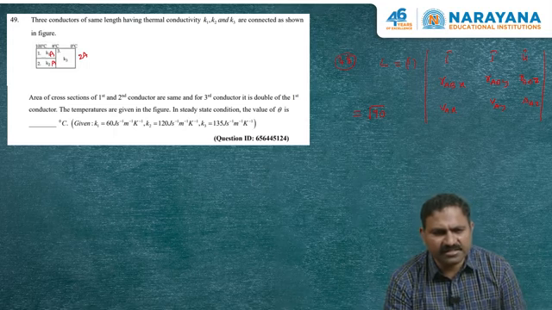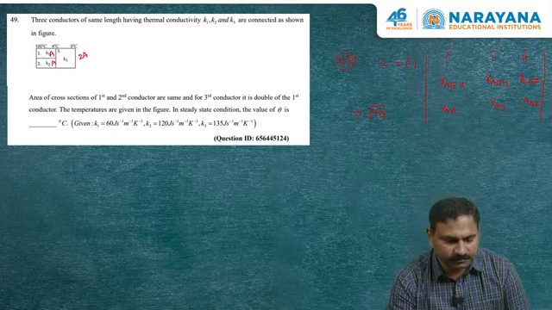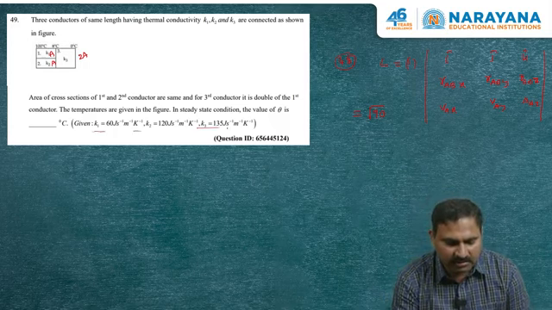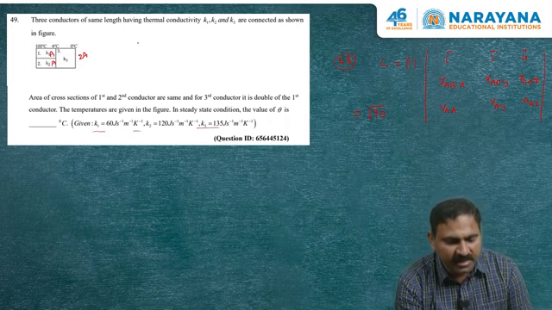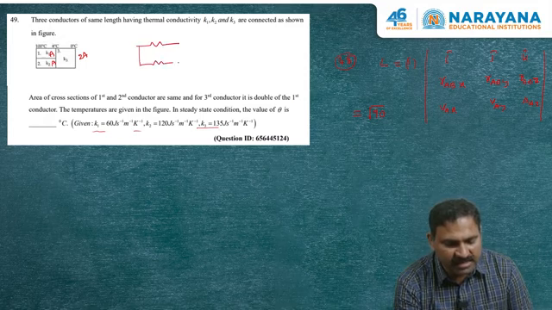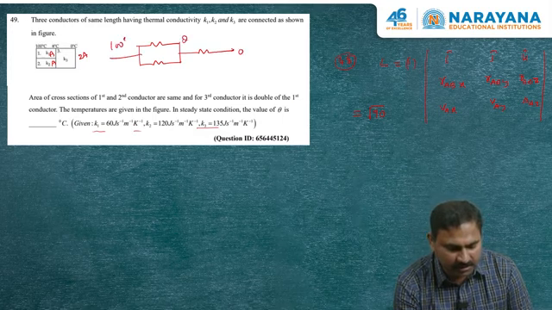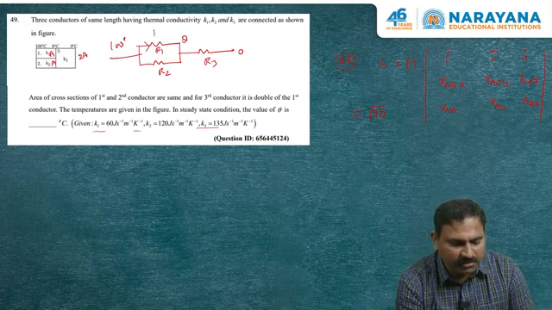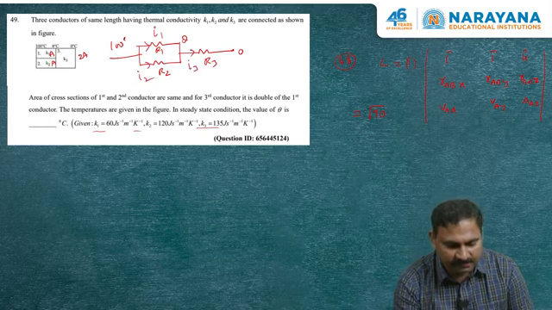In steady state condition the value of theta is. So, here all values are given, K1, K2, K3, everything is given. This situation can be taken as parallel combination of two resistors connected in series with a third resistor like this. It is 100 degree centigrade, it is theta, it is 0 degree centigrade. This is R3, this is R1, it is R2. Suppose current flowing through this is I1, this I2, this I3.